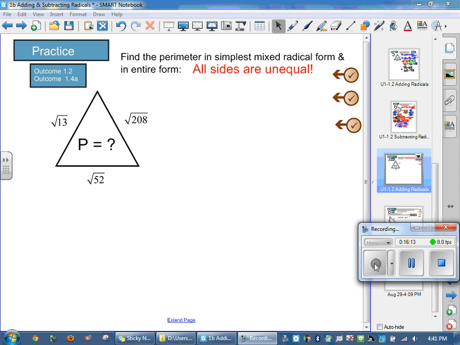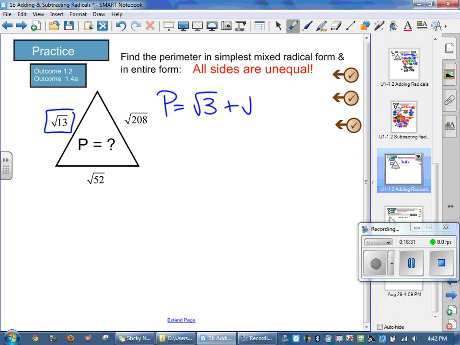Okay, so root 13 is already in simplest form. It doesn't break down. So root 13 is by himself. So I have perimeter is equal to root 13 plus root 208 plus root 52. Now root 13 is in simplest form, so he comes down by himself, root 13, and I need to break down root 208 and root 52.